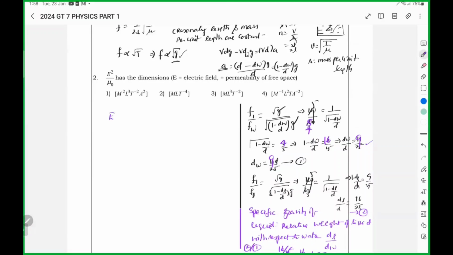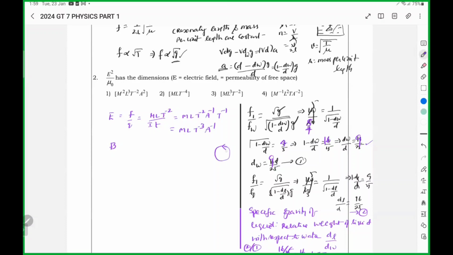So to find the electric field dimensional formula, you should try to remember the related formulas. Force experienced by unit charge: M L T^-2 by charge, and charge is I into t. So it is M L T^-3 A^-1. So, magnetic field: just remember the formulas.